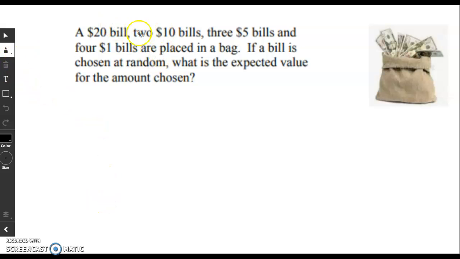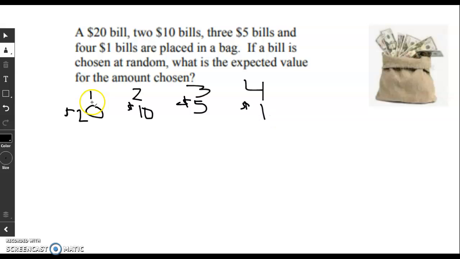So I already have my pen up. We have one $20 bill. We have two $10 bills. We have three $5 bills and four $1 bills. So if we add up all of these values, 1 plus 2 plus 3 plus 4, we get 10. So there's a total of 10 outcomes that I can get.